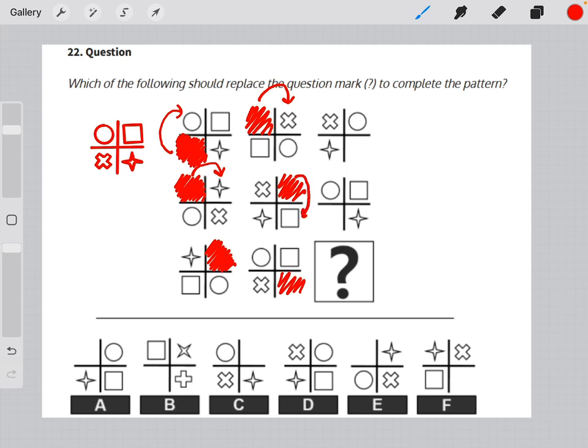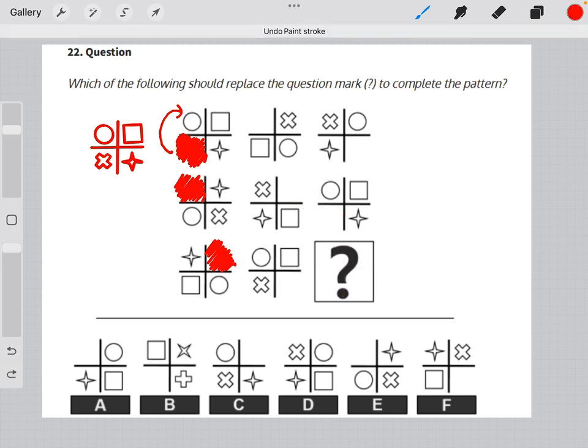So if we were to take a look at our third column, we would see the same clockwise motion, and we would expect that our missing element should have the top left shape be missing or be invisible, which means we can eliminate every single answer choice except for A and E.